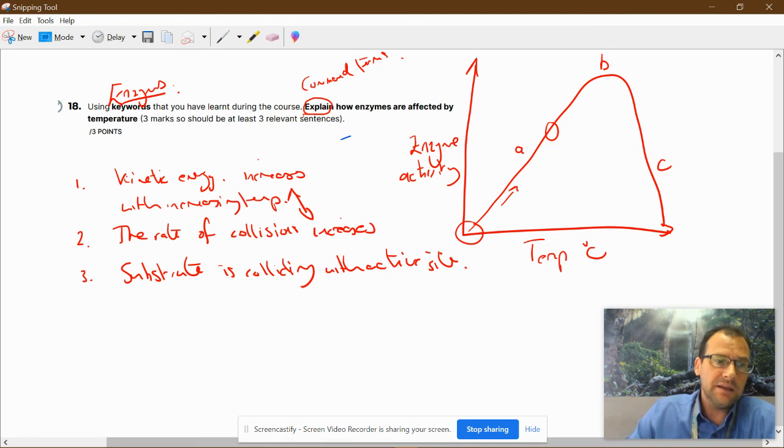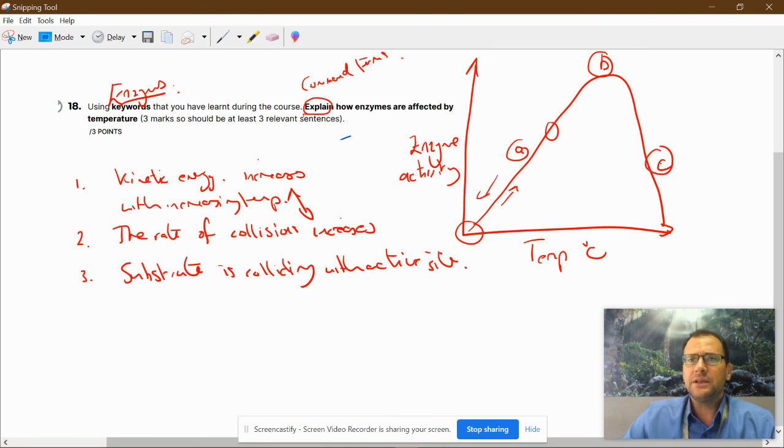Anything that tells me that low temperature gives low kinetic energy, which means there are fewer collisions as well, that would score you a mark too. Okay, so then we need to be concerned. We've gone up from low to high kinetic energy, so we've got lots of collisions happening here, more so than at A or lower.